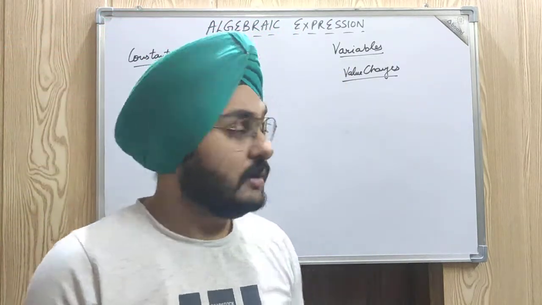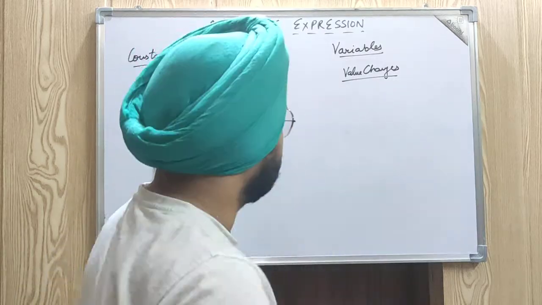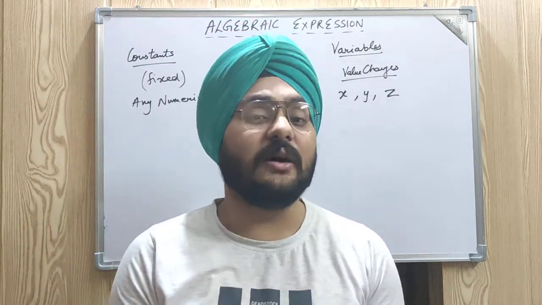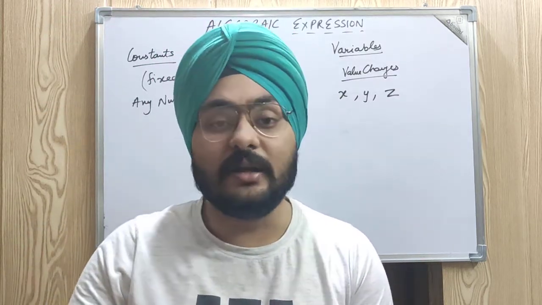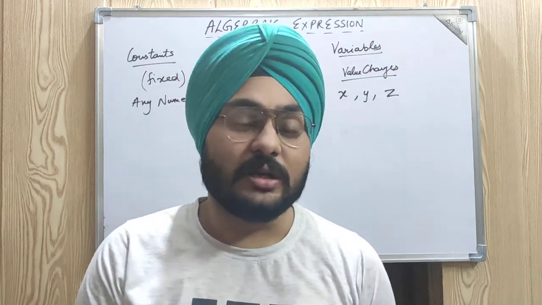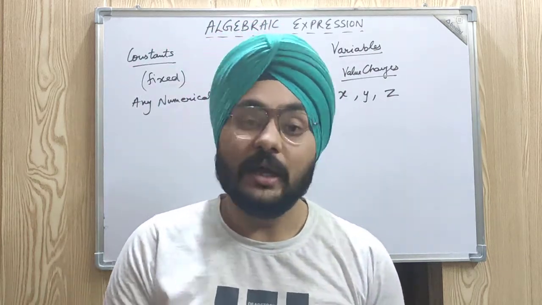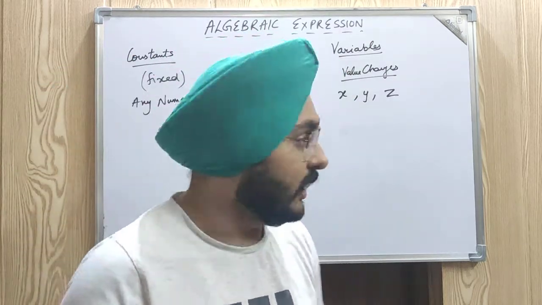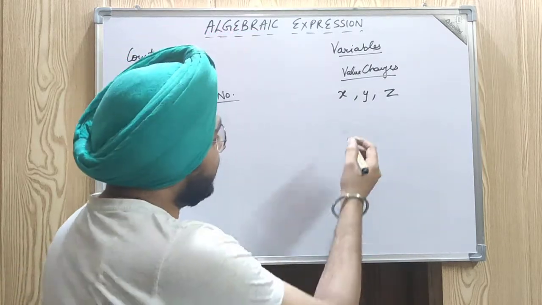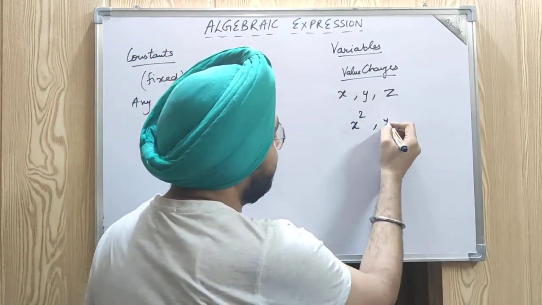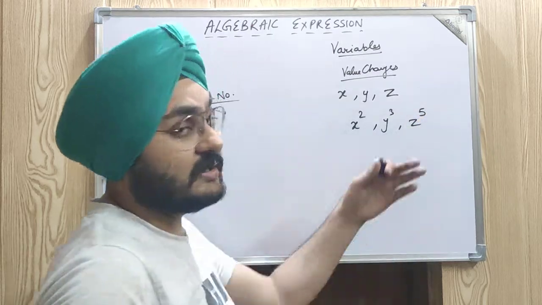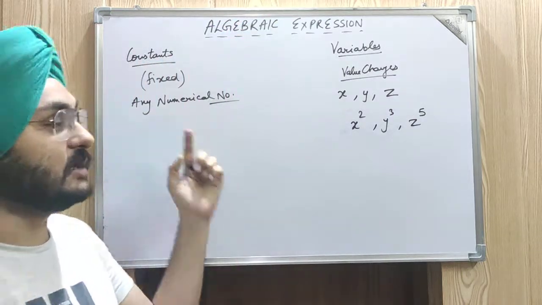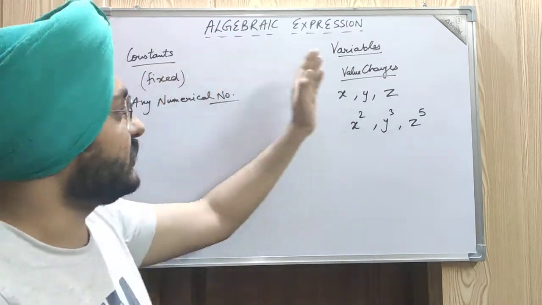Now coming to the variable, whose value changes. Okay, like this x, y, z. In the question of linear equations, you are always finding the values of x, y and z. Okay, in each and every question, is the value of x the same? No. In each and every question, the value of x changes every time. So basically this one is a variable. This is not just the variable. I can also write x square, y cube, z power 5. If it is having any exponent as well, that is also a variable. Same is the case in the constant. So I hope this constant and variable is clear.